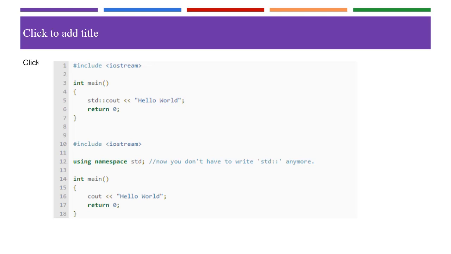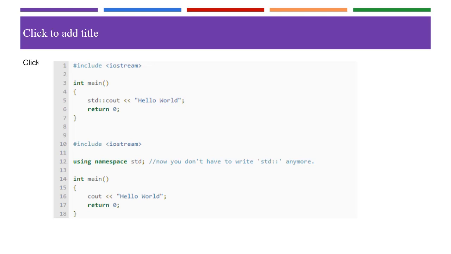Now let's see what namespace std is. std is an abbreviation of standard. std is a standard namespace. cout, cin and a lot of other things are defined in it. You can also call these functions using std scope resolution cout, std scope resolution cin, like that.